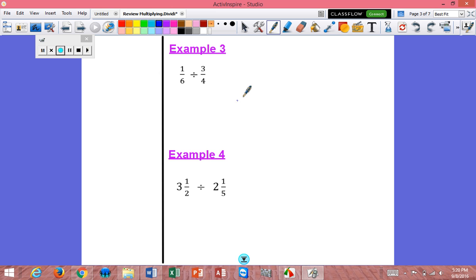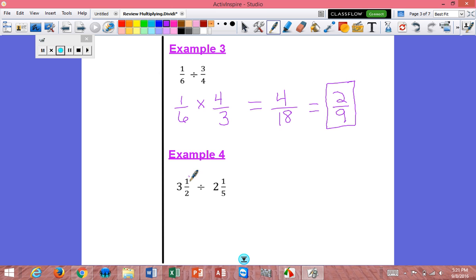Alright, example 3. We have 1/6 divided by 3/4. So if we are dividing, we flip the second and multiply. So 1/6 stays the same. We're changing it to multiplication, and then we are flipping that second fraction. And now we just multiply. 1 times 4, and then 6 times 3. 4 and 18 can both be divided by 2. 4 divided by 2 is 2, and 18 divided by 2 is 9. So our answer would be 2/9.